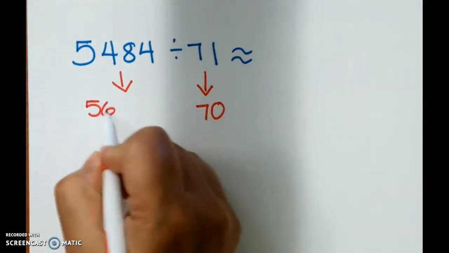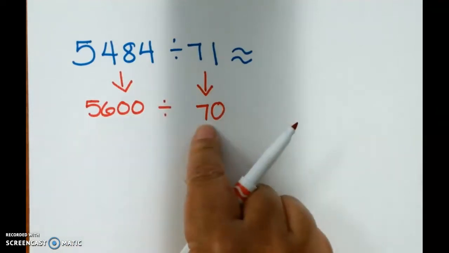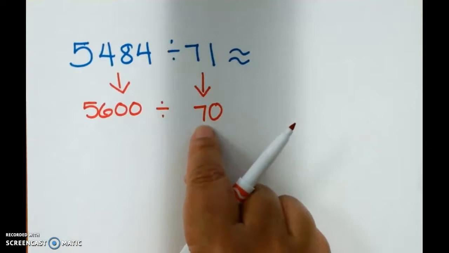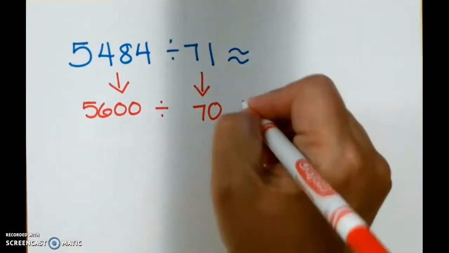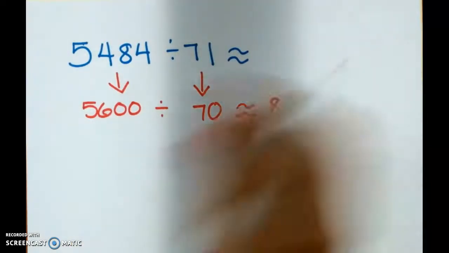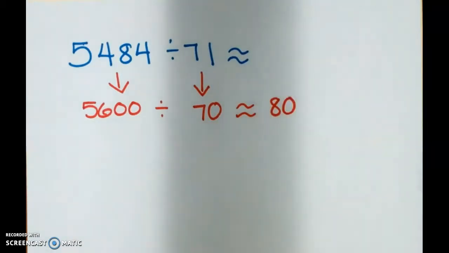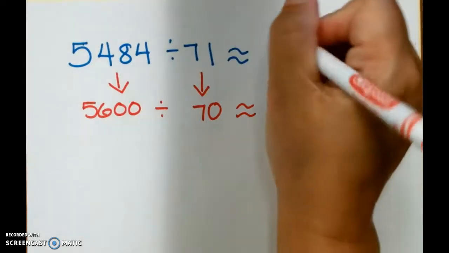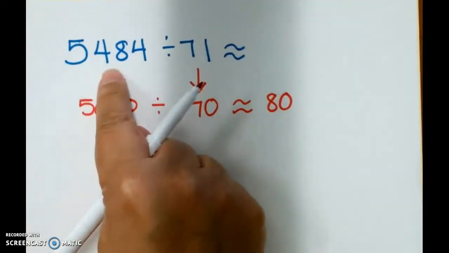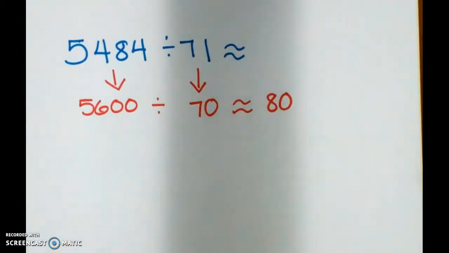So if I round this to 5,600 and I divide that by 70, I know that 56 divided by 7 is 8. Hundreds divided by tens gives me tens. So 5,600 divided by 70 is 80. So I can say that 5,484 divided by 71 is about 80.